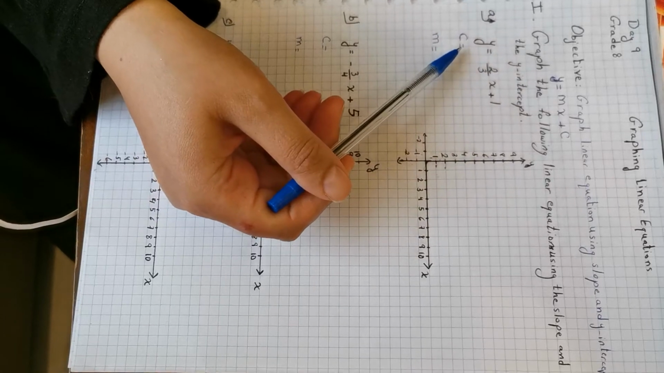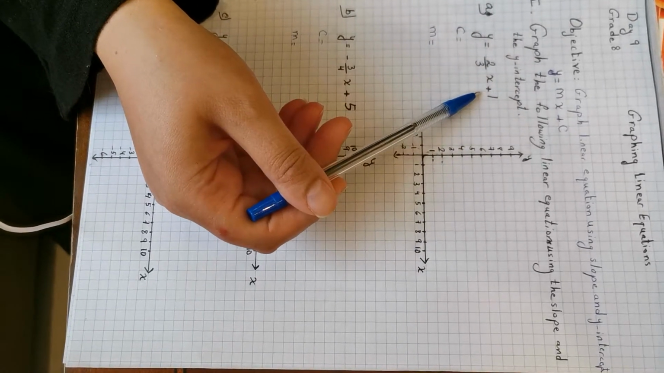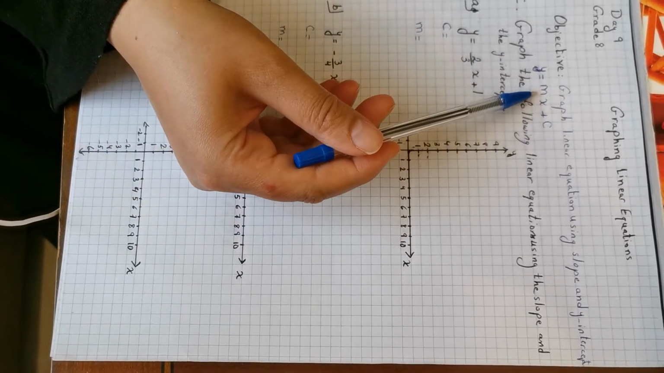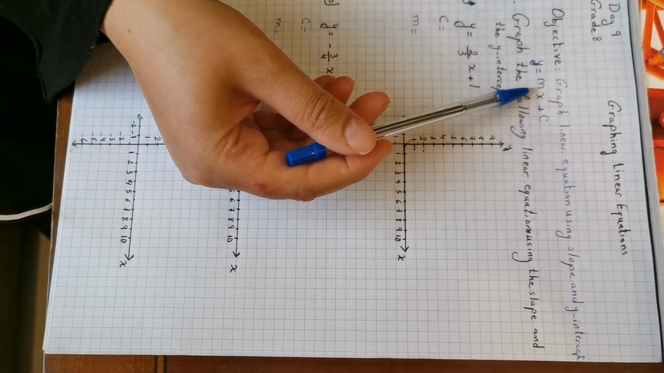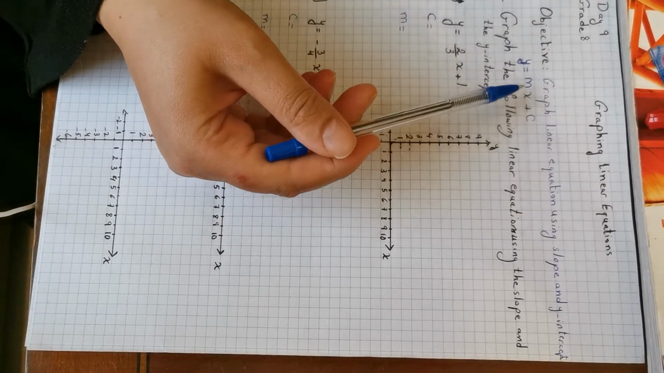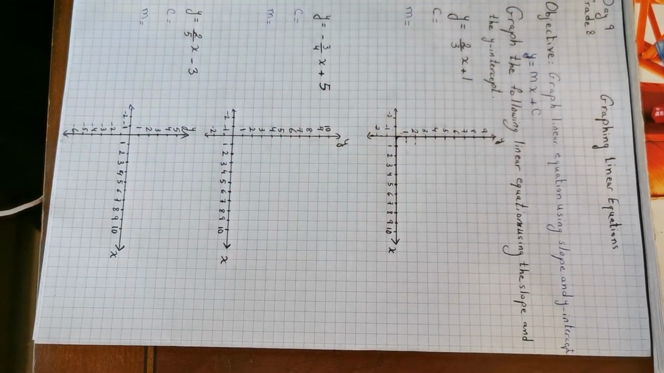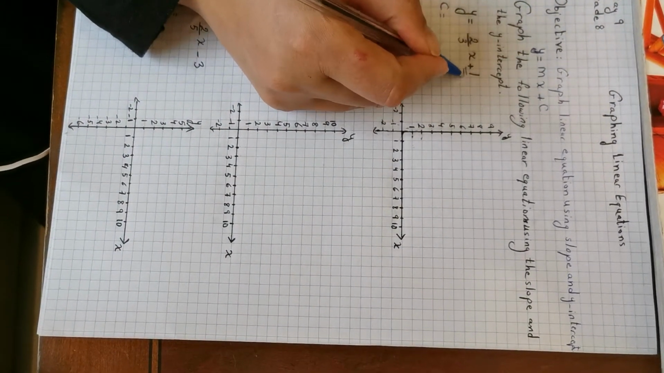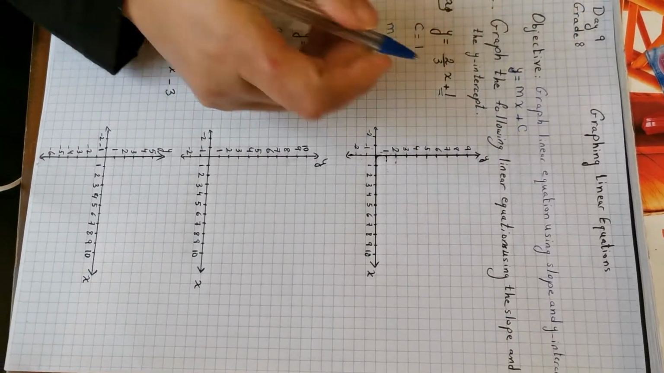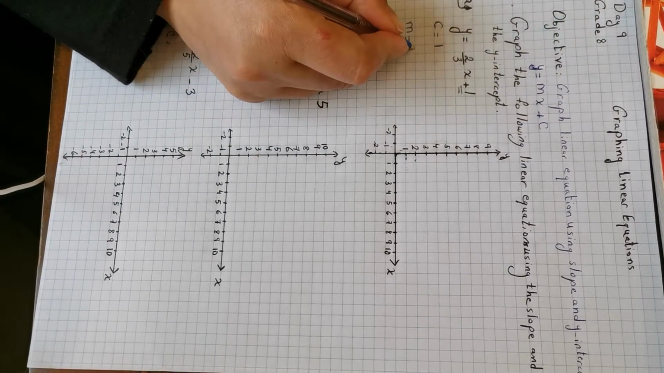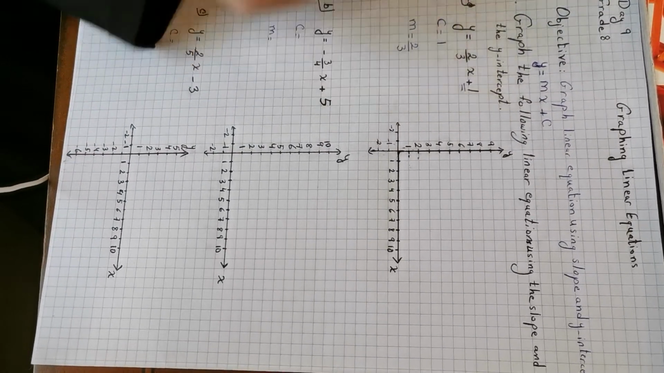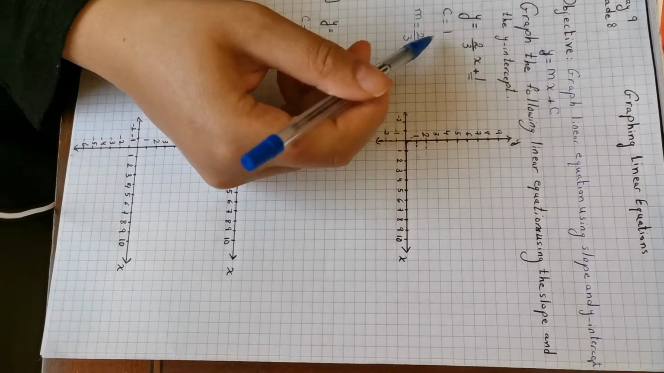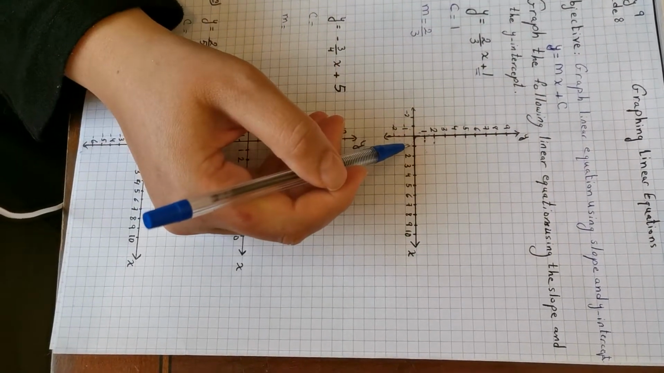The first equation, y equals 2 over 3x plus 1, is already given in slope-intercept form. So I have to start picking out the y-intercept and the slope. The y-intercept here is the constant number, which is 1. The slope is the coefficient of x, which is 2 over 3. I have the information that I need. I will go now to the graph.